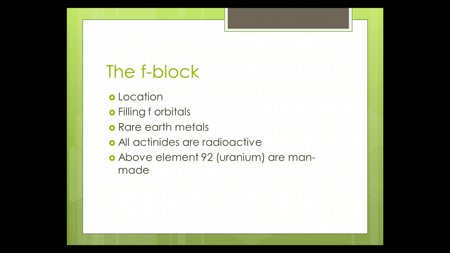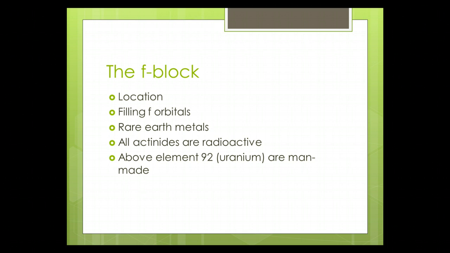The F block is located below the periodic table just to save space. We are filling in F electrons or F orbitals at this point. These are called rare earth metals. They're very difficult to isolate in nature because the properties of the elements are so similar.